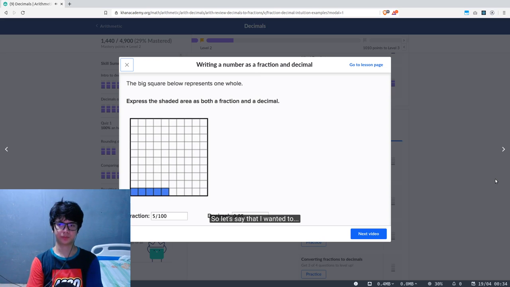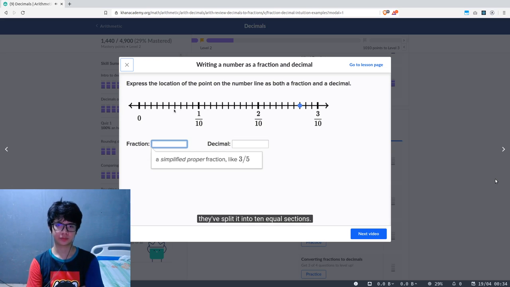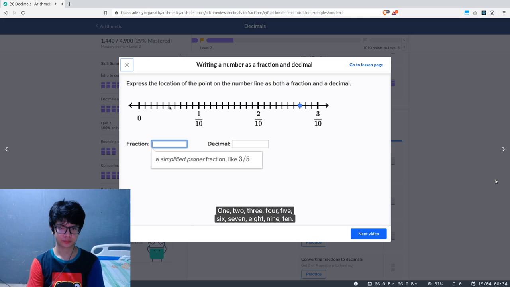So let's say it says express the location of the point on the number line as both a fraction and a decimal. All right, so let's think about it. So this is 0, 1/10, 2/10, 3/10. And between each tenth, they've split it into 10 equal sections: 1, 2, 3, 4, 5, 6, 7, 8, 9/10. So each of these little hash marks represents 1/100.